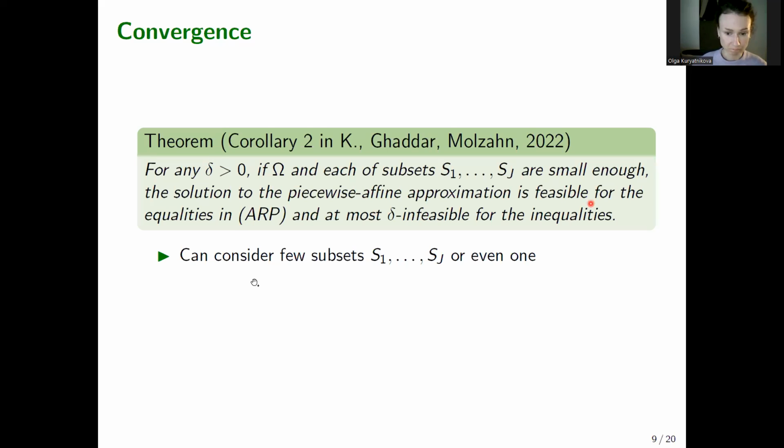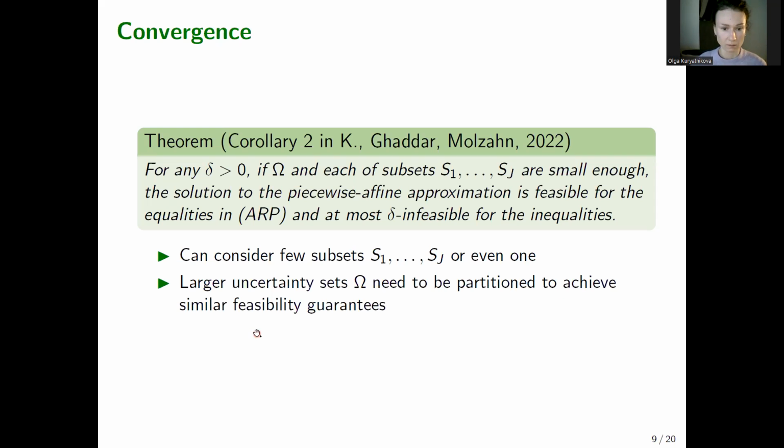So we can consider many subsets, we can consider one subset, depending on how much time we have. I'll be showing the experiments. And then this condition says that the uncertainty set should be small enough. For our setup, it works just by nature of the setup, but in general, you can have larger uncertainty sets. In this case, you would need to split it. So you can show exactly the same results, but then you need to split the uncertainty set into small enough subsets.